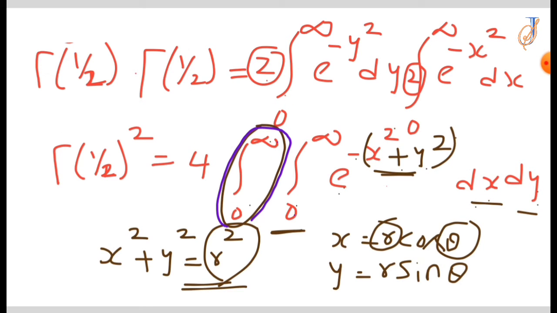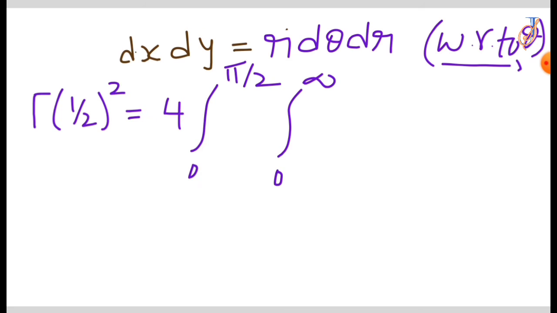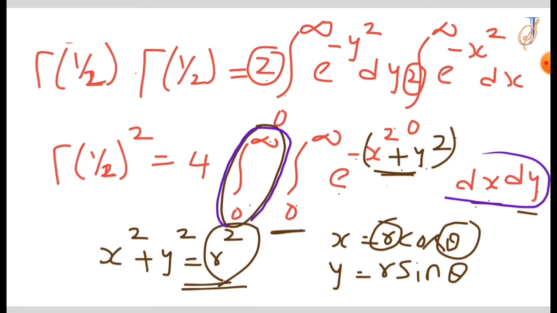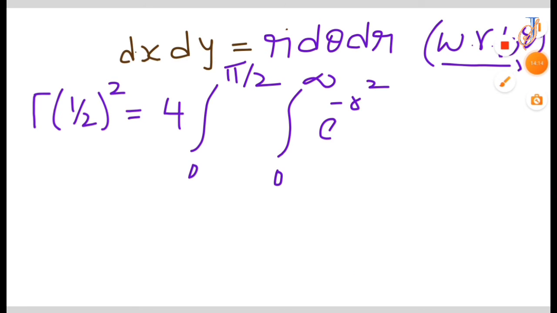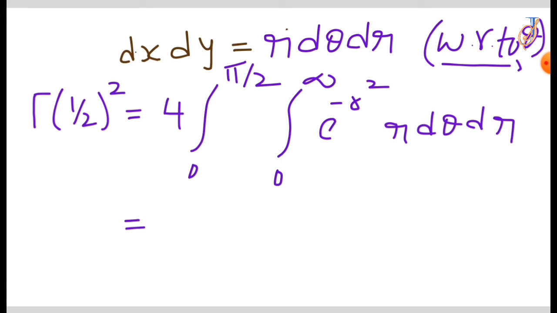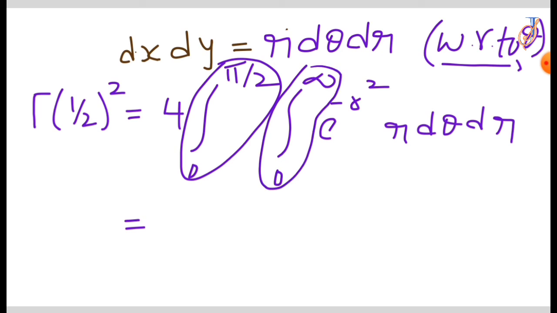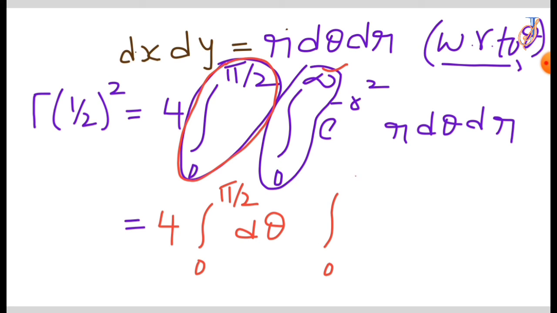Then e power minus of x raised to power 2 plus y raised to power 2, the value is r power 2. That is e power minus r power 2. And we have dx times dy. After changing with respect to theta, it converts into r d theta dr. We split into two parts. One integral is for d theta and this integral is for dr. 4 times, this is for theta, right? So you just take integral 0 to pi by 2 d theta. This integral is for r. So just take 0 to infinity r e power minus r power 2 dr.